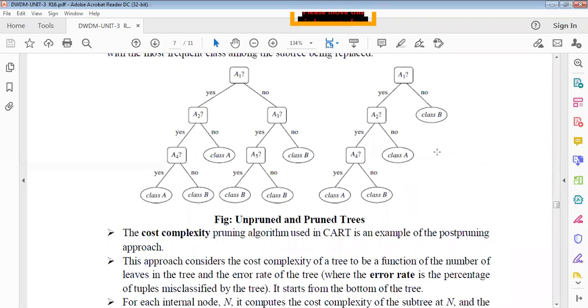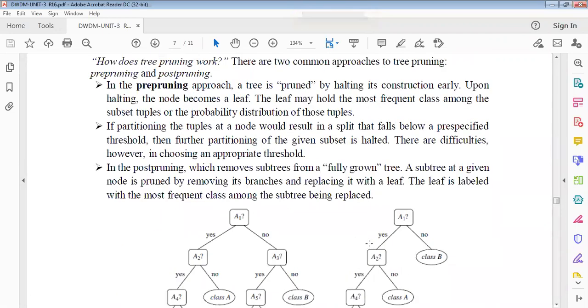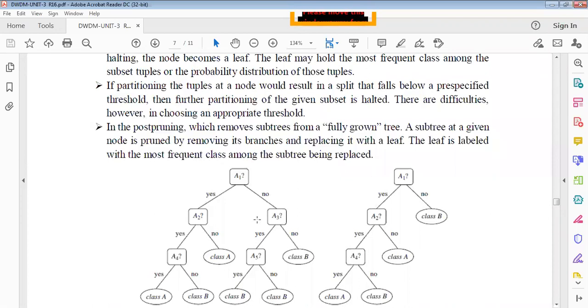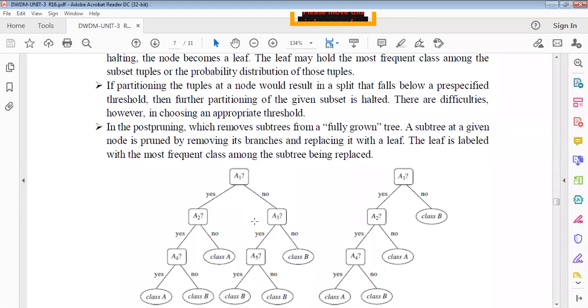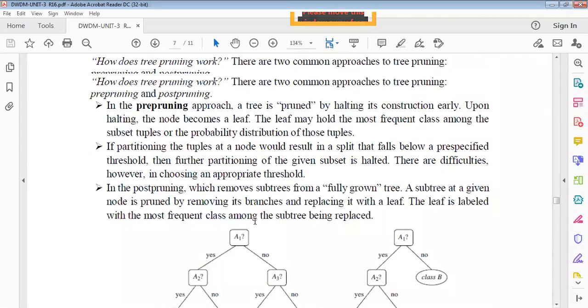The cost complexity pruning algorithm used in CART is an example of the post-pruning approach. So here there is the pre-pruning approach as well as post-pruning. Pre-pruning means you stop the tree construction early. Post-pruning means you remove subtrees from a fully grown tree. So this is pruning, pre-pruning and post-pruning, unpruned and pruned trees.